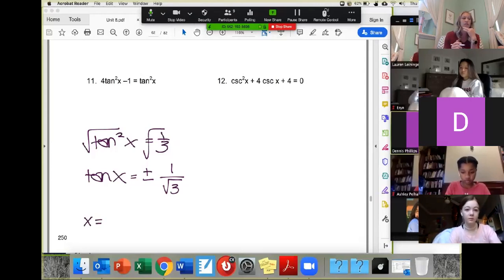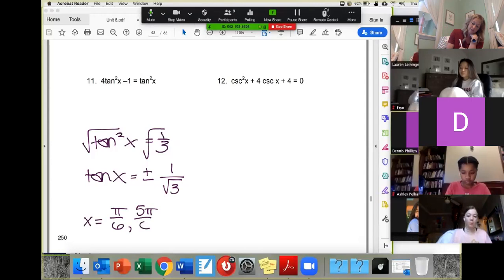So if I look in my chart, the first place that tangent's equal to 1/√3 happens at, I believe, pi/6. And because of the plus or minus, you're going to have 1 in every quadrant at the pi/6 reference angle. So that is 5 pi/6, 7 pi/6, and 11 pi/6.